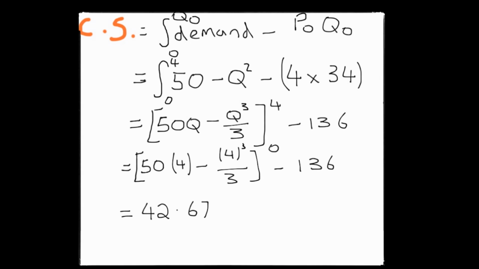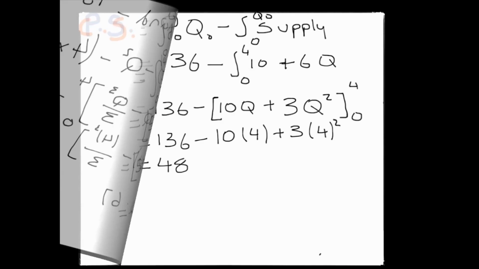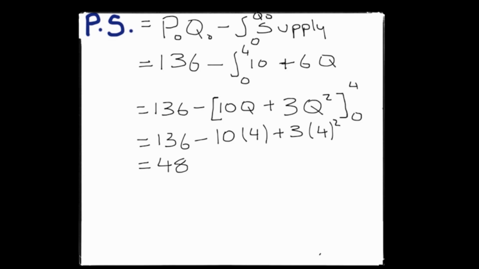so the consumer surplus is 42.67. We can do exactly the same for producer surplus by substituting the respective values: Q0 equaling 4, supply function equaling 10 plus 6Q, and P0 equaling 34, so the producer surplus is 48.